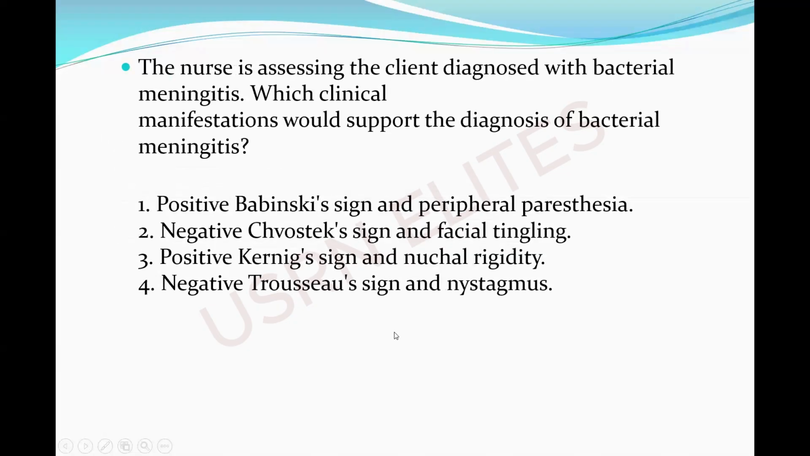I gave you an assignment. You remember? The nurse is assessing the client diagnosed with bacterial meningitis. Which clinical manifestation would support the diagnosis of bacterial meningitis? 1. Positive Babinski's sign and peripheral paresthesia. 2. Negative Chvostek sign and facial tingling. 3. Positive Kernig sign and nuchal rigidity. 4. Negative Trousseau sign and nystagmus.